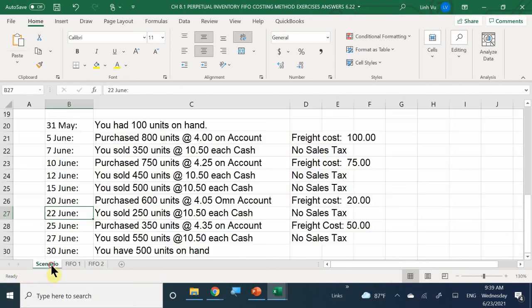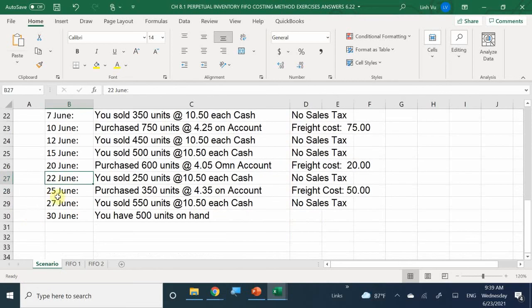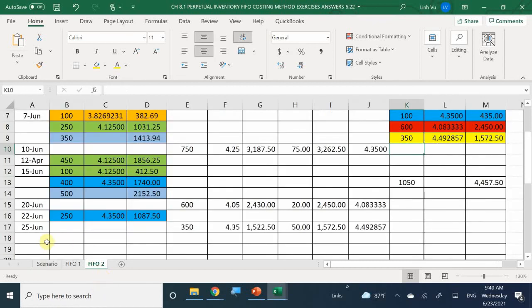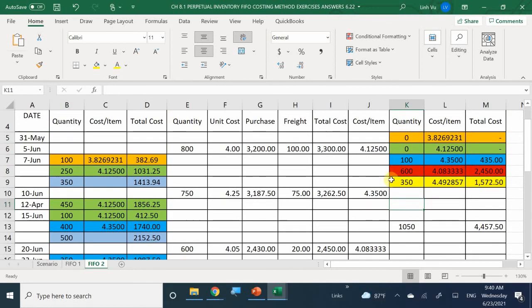So then let's see what else happened next. Okay, so we're reaching almost the end of our scenario. So then on June 27th, how many items did we sell? 550 units. We sold 550 units, leaving a remainder of 500 units on hand by the end of June 30th. So June 27, 550. Now let's take a look at our batches of inventory. We have a total of 3 batches, right? We got blue, red, and yellow.